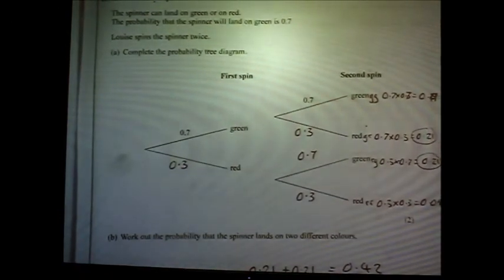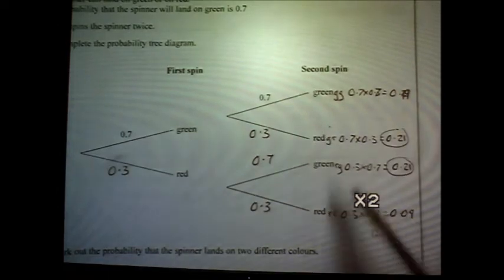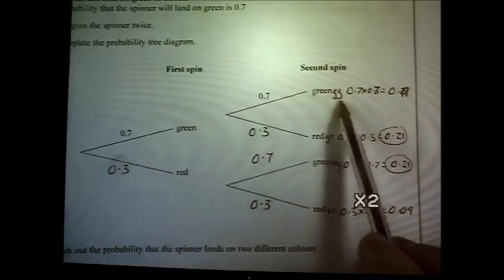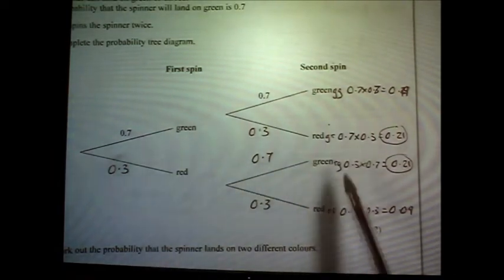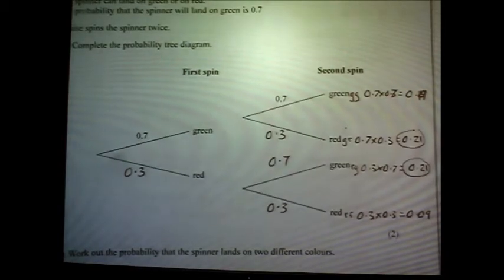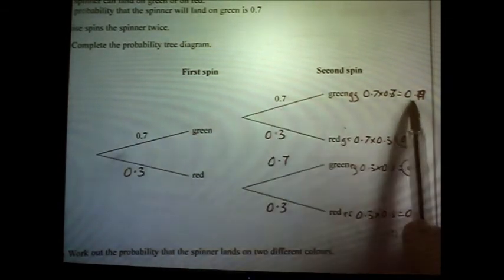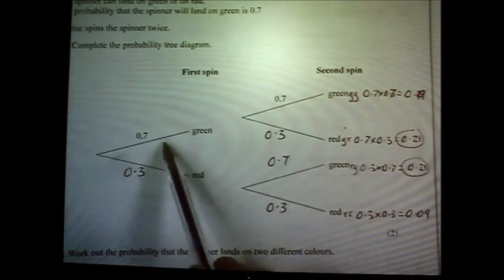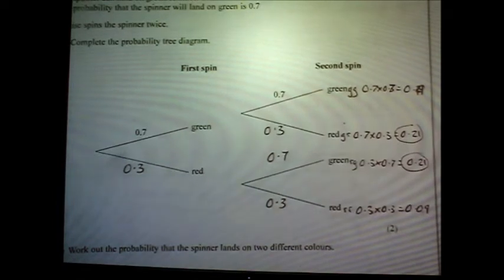Well, what I always do with these is this little, I'll show you. Up here is green, green, so green, green. Green, red, so green, red. Red, green, and red, red, for example. There we go. To work out the probability from a probability tree, you multiply across. So I've done 0.7 times 0.7 is 0.49. 0.7 green, red is 0.7 times 0.3 is 0.21, and so on.